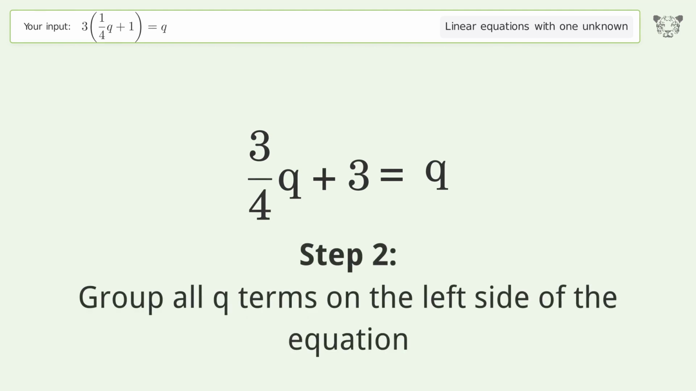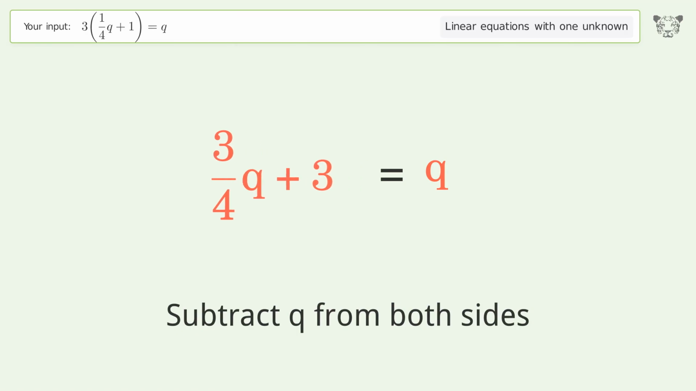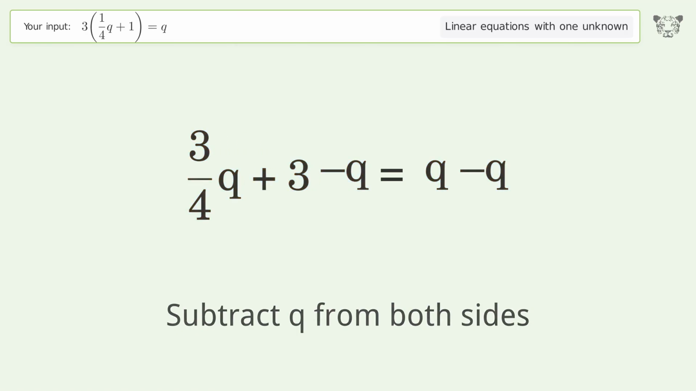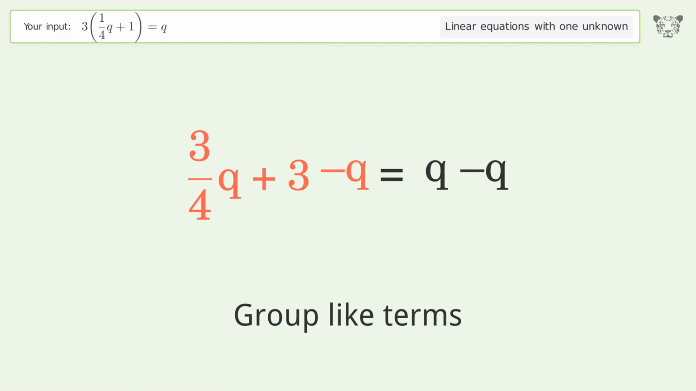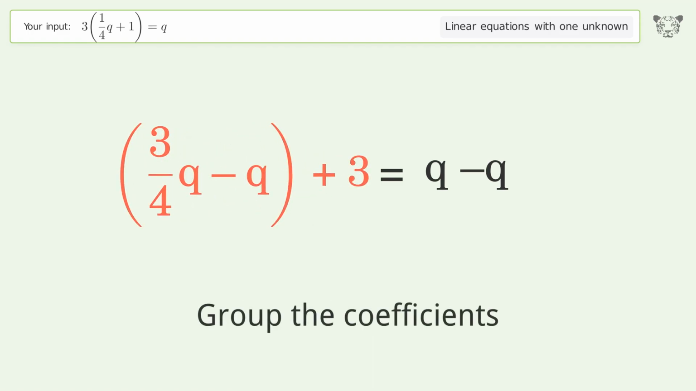Group all q terms on the left side of the equation. Subtract q from both sides. Group like terms. Group the coefficients.